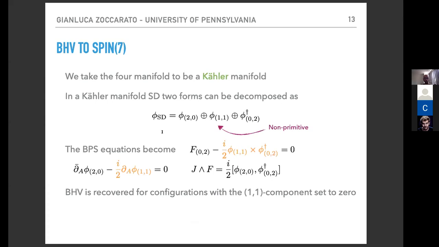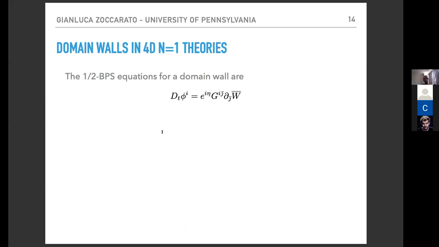So we saw that particular solutions of spin 7 that basically have enhanced supersymmetry in 3D can be interpreted as a solution of BHV or Bender Weinhold. The question is, what is the interpretation of the spin 7 equation from the point of view of BHV and Bender Weinhold? And the answer is that they are domain wall equations. So let me review briefly.